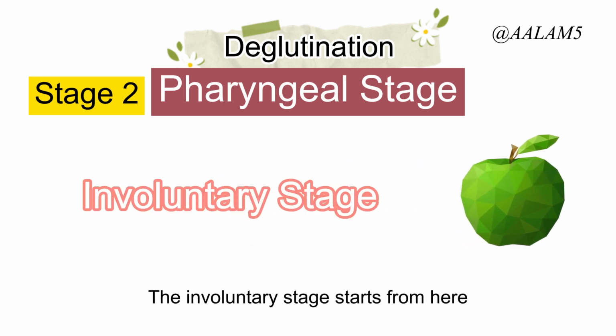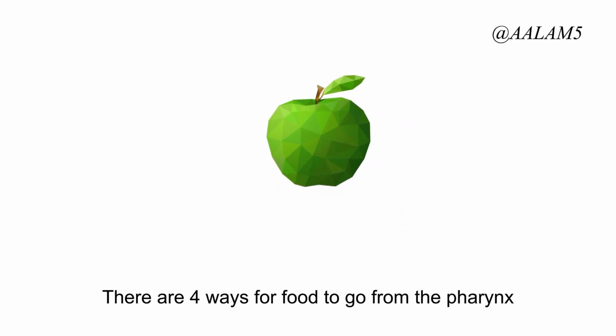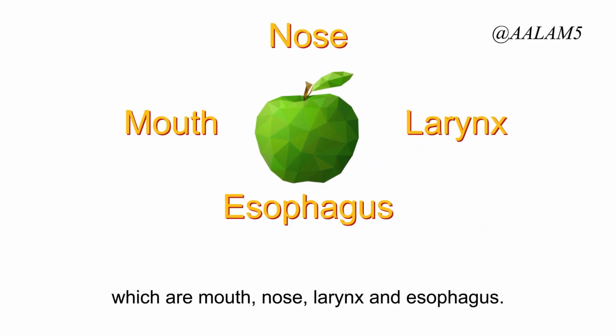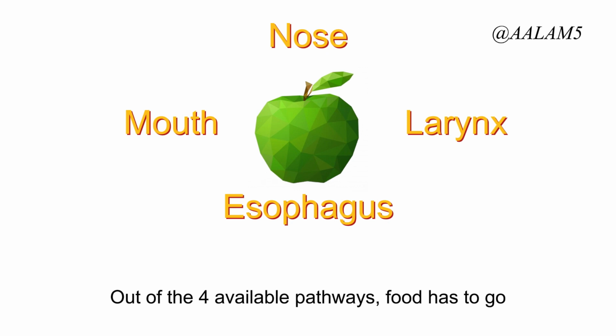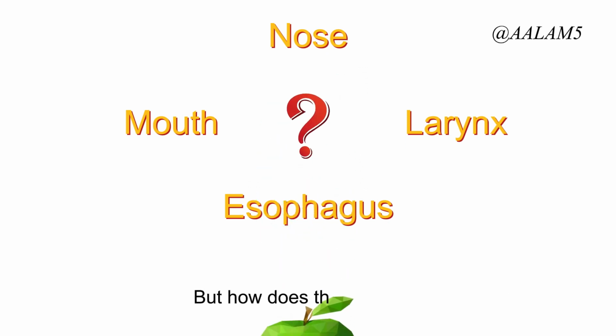The involuntary stage starts from here. There are four ways for food to go from the pharynx, which are the mouth, nose, larynx, and esophagus. Out of the four available pathways, food has to go into the esophagus, which is present behind the larynx. But how does this happen?